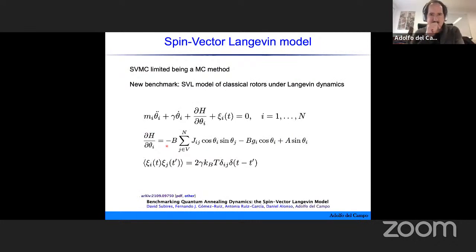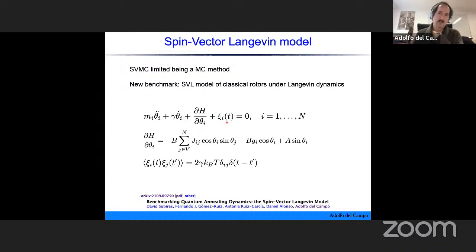So after we published the work, I continued working on this with Daniel Alonso and Antonia Ruiz in Tenerife, Fernando, whom I mentioned before, and David Subires, who was a master student in Bilbao at the DIPC. And what we consider is something very simple. We still use a model of classical rotors, but now rather than using Monte Carlo updates, we consider Langevin dynamics, where each of the rotors has an inertia term, a damping term, and is subject to noise.